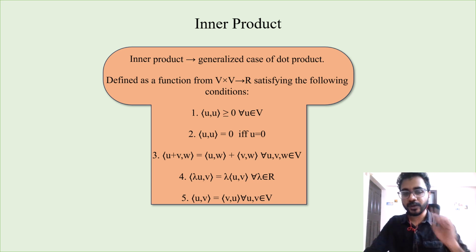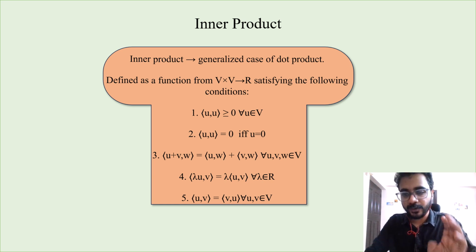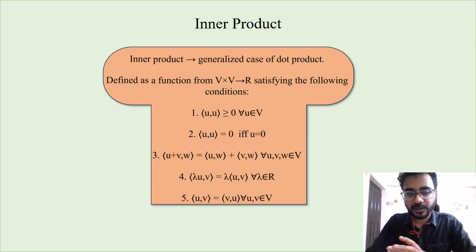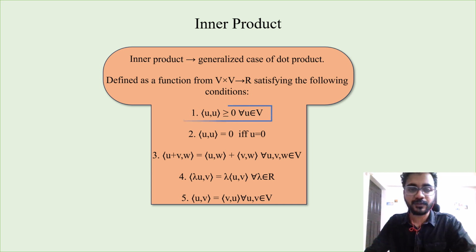So inner product is a generalized case of dot product, and it's defined as a function from V cross V to R. Here V cross V is nothing but a pair of vectors selected from the vector space, and it is mapped to a real number. If that function satisfies these five properties, then we can say that's an inner product. That's the definition of inner product.